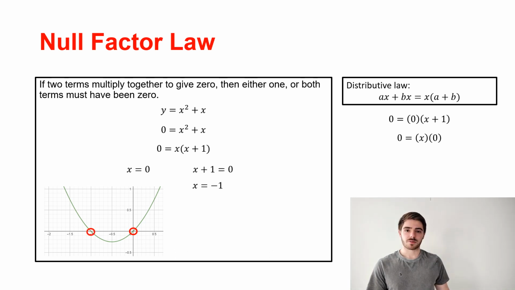So finally, we can write the axes intercepts in coordinate form. We can say that the x-axis intercepts occur at x equals 0 and x equals negative 1. Or in other words, (0, 0) and (negative 1, 0).